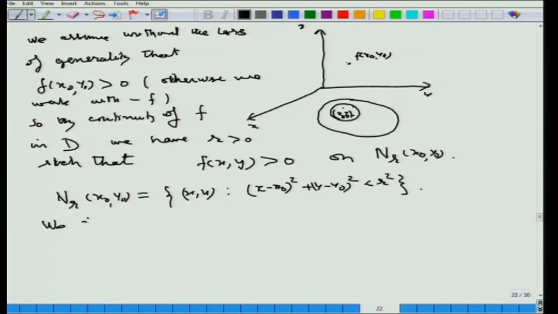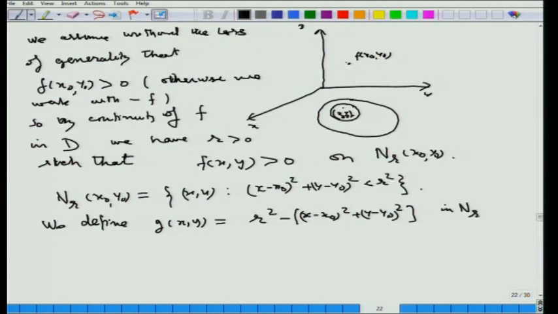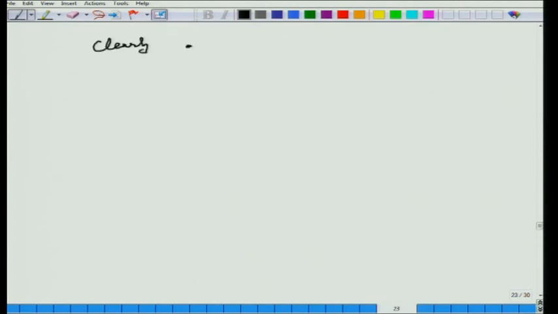Now we define g(x,y) equal to r square minus (x minus x0) square plus (y minus y0) square in N_r(x0, y0), and 0 otherwise. Clearly, this g(x,y) is greater than 0 on the open N_r(x0, y0).